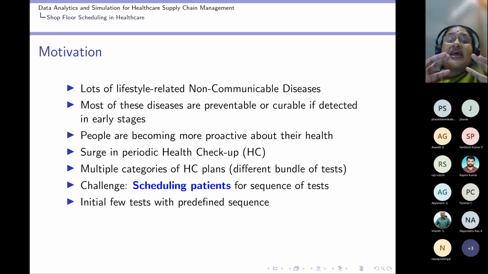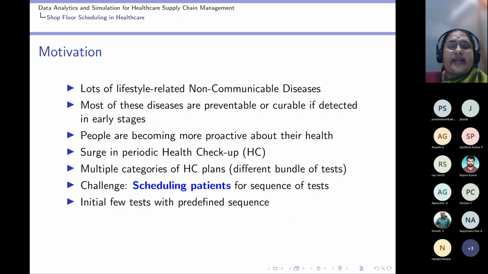In other words, I bundle different tests. For example, I could have a plan which just has 3 or 4 tests. For a particular group, for example women, come March, you'll find every health checkup provider competing by giving discounts on women health checkup plans. All of you are aware of these things, right? Now, what is the biggest challenge faced by such health checkup operators?